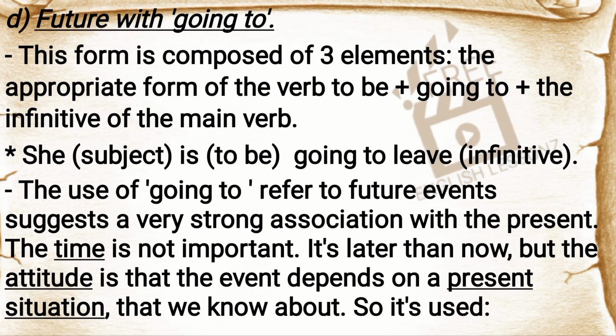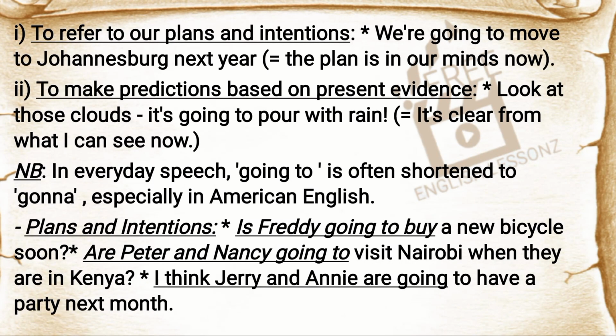So it's used, 1, to refer to our plans and intentions: we're going to move to Johannesburg next year, equals the plan is in our minds now. 2, to make predictions based on present evidence: look at those clouds, it's going to pour with rain, equals it's clear from what I can see now. NB, in everyday speech, going to is often shortened to gonna, especially in American English.